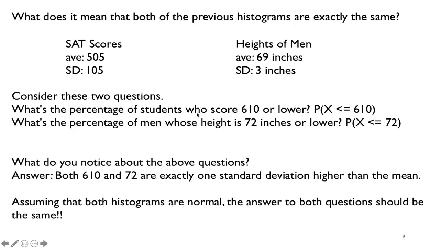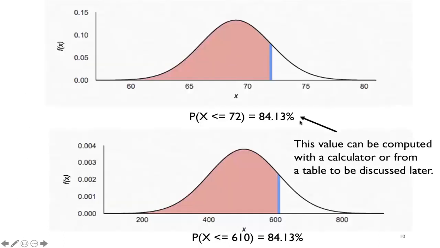So that's the key point to understand this week's material: these two questions are really the same question. And once we understand that, we can solve any similar problem like this. If I look at the area below 72, 1 standard deviation, again, 72 is right here. If we look at all the percent of people who are below that, you get 84%. Same thing for SAT score. Here's 1 SD away from the average. If we look at the percentage below that, it's the exact same percentage, same shape.